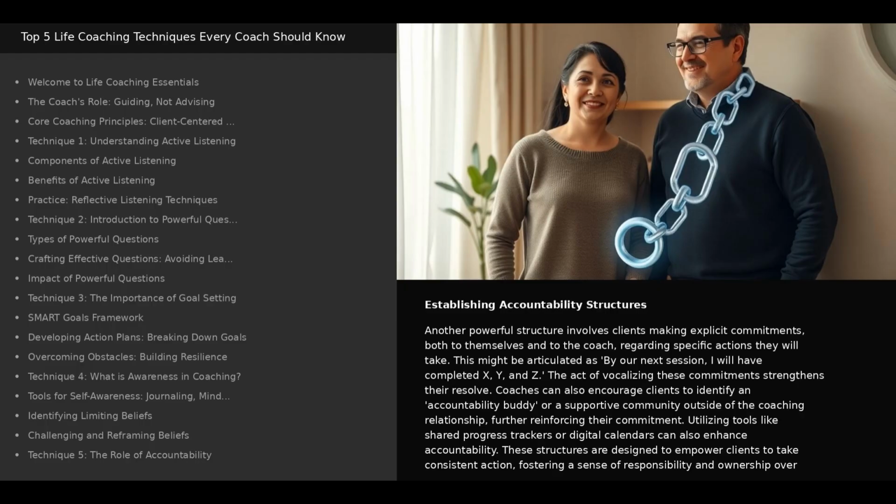Coaches can also encourage clients to identify an accountability buddy or a supportive community outside of the coaching relationship, further reinforcing their commitment. Utilizing tools like shared progress trackers or digital calendars can also enhance accountability. These structures are designed to empower clients to take consistent action, fostering a sense of responsibility and ownership over their journey, ultimately leading to greater success.